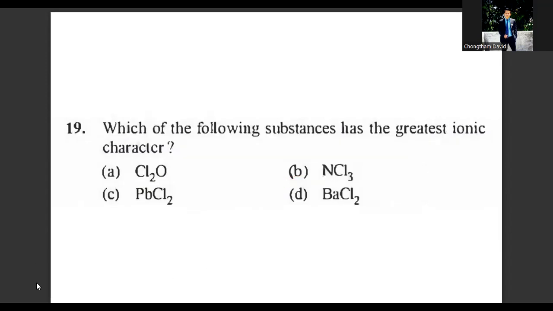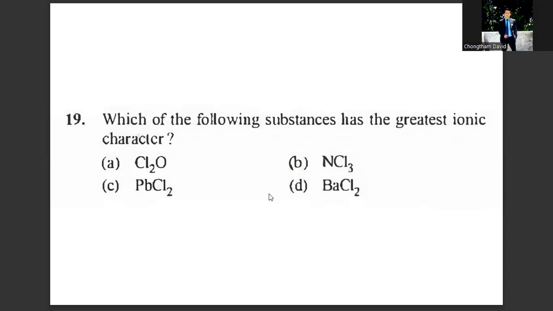Question number 19. Which of the following substances has the greatest ionic character? This is also a frequently asked question based on Fajan's rule. Covalent character is inversely proportional to the size of the cation. So among the given species, the order of size of cations follows N3 plus, Na plus, K plus, and Ba2 plus. Whereas the anions, the order of size would be O2 minus is less than chloride. So the increasing order of covalent character would be... NCl3 has the highest.